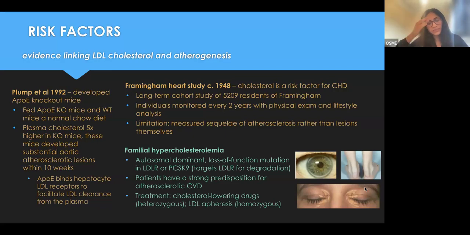For more direct evidence, you can only get that from preclinical studies. So there are mouse models of atherosclerosis that they developed, one of them is the ApoE knockout. ApoE binds the LDL receptor to facilitate clearance of LDL from the plasma. Again, if you have mutations in that, you'll increase LDL in the plasma. And they found this in the mice. In the knockout mice, they had really high plasma cholesterol, and they developed atherosclerotic lesions really quickly.